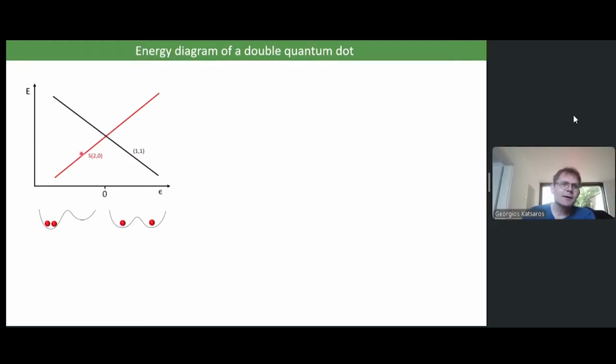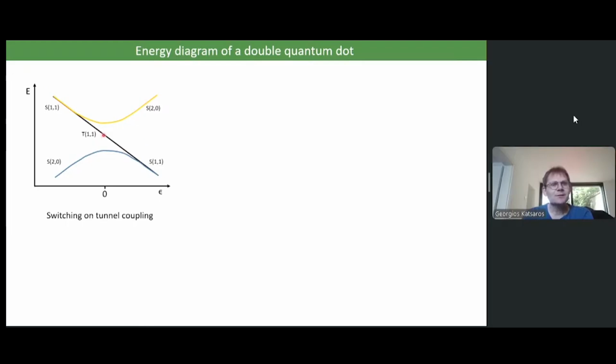Now in my naive cartoon picture, I have drawn a crossing, but the reality is that we can have tunnel coupling between the two configurations, and obviously that tunnel coupling opens up an anti-crossing. You still see one line which is not anti-crossed because this is the triplet (1,1). If you have spin conserving tunneling, obviously a triplet state and a singlet state cannot tunnel into each other.